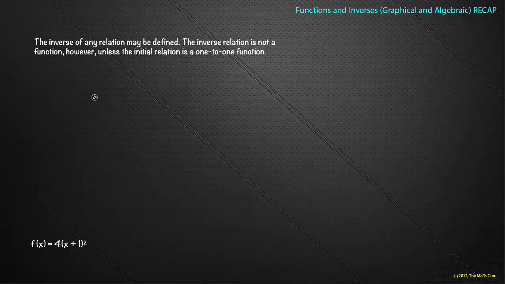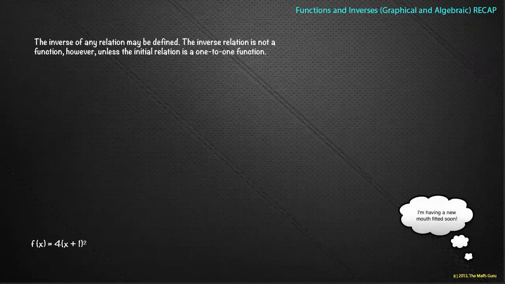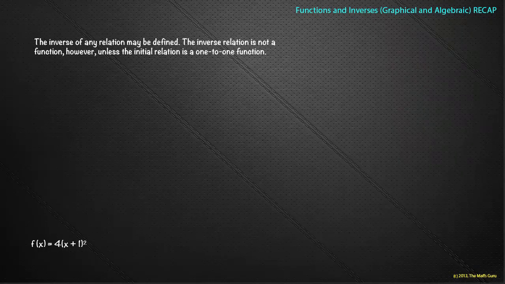Now sadly, not all functions will have an inverse function, and I suppose this now comes down to a question of almost semantics. What does that mean? Well, it means if you read what's on the graph now, the inverse of any relation may be defined. The inverse relation is not a function, however, unless the initial relation is a one-to-one function. That's a lot of words for a general concept.